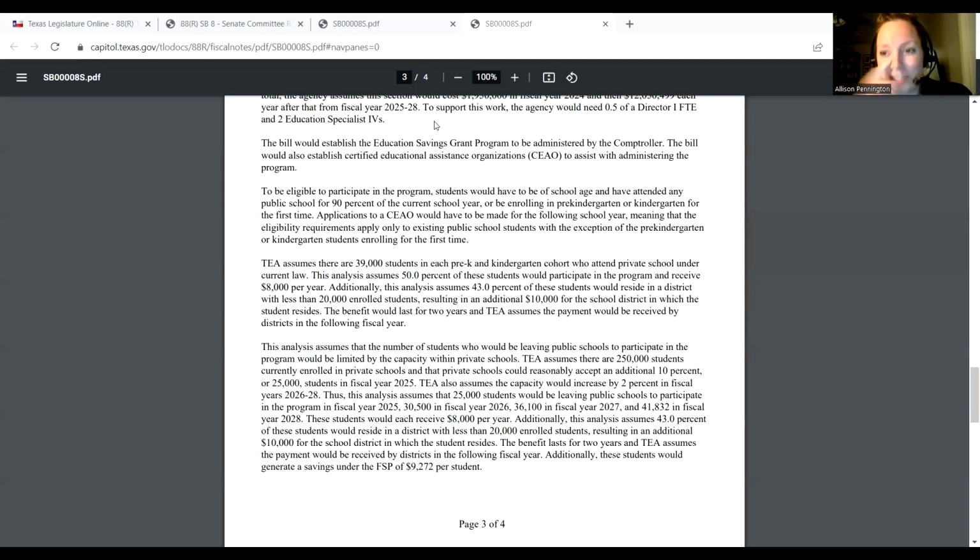But this goes along with the issue I flagged in my previous video, which is that I don't know that introducing this money to families is actually going to change outcomes. I think it's more just displacing the cost to these families.